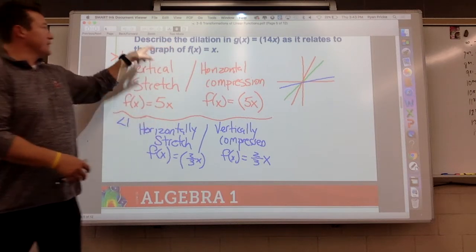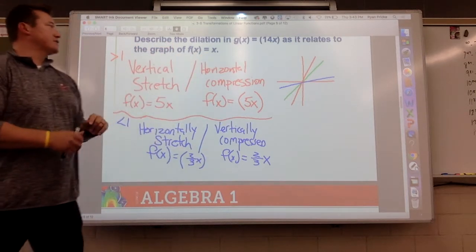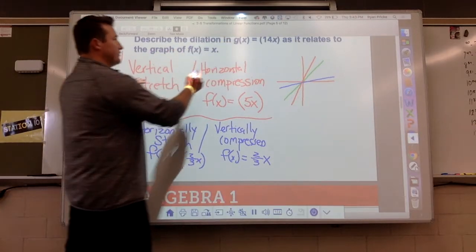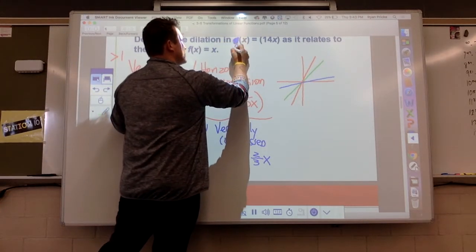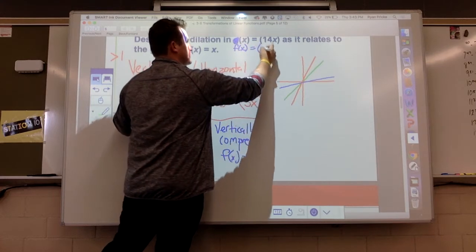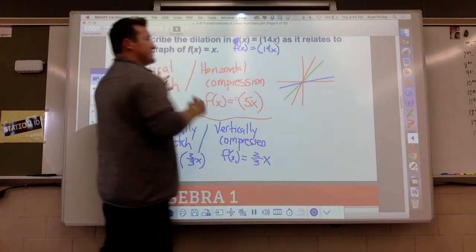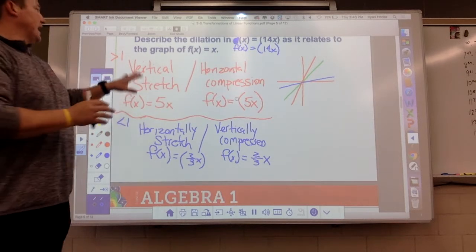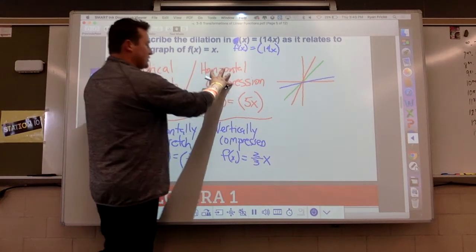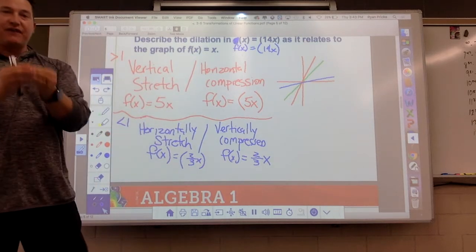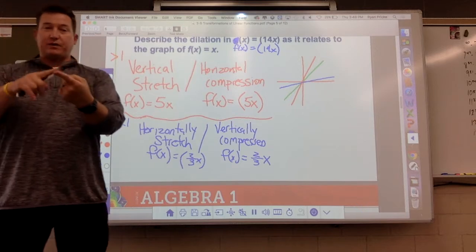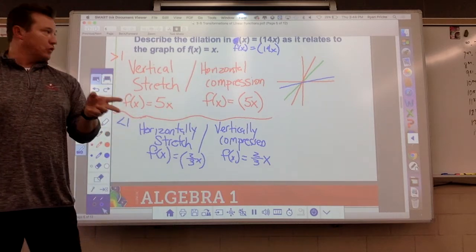So now we can answer this question up here and describe this dilation. This really should say f of x; they goofed up and put g of x. It should be f of x equals, and then in parentheses, 14x. Well, 14x, again, a vertical stretch and a horizontal compression have the same effect when we look at a graph. For now, when we get into our exponentials and our quadratics, this will make more sense.